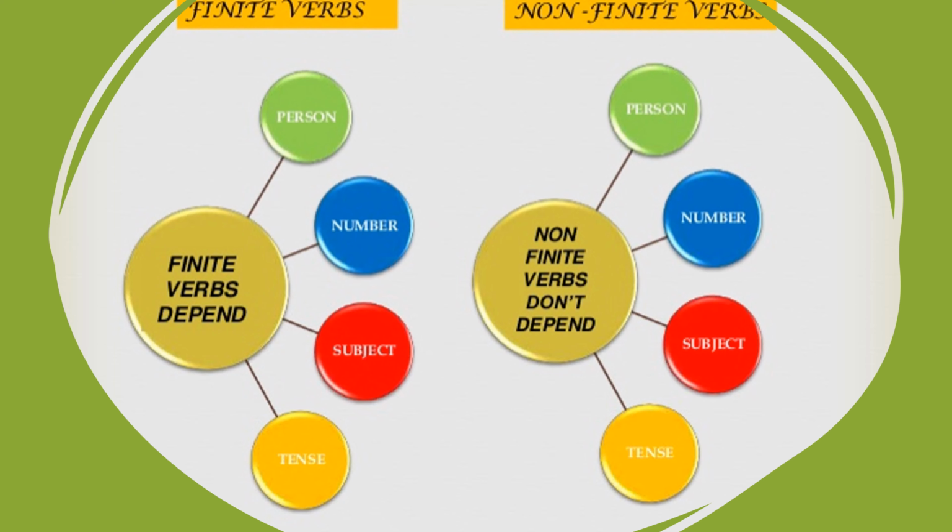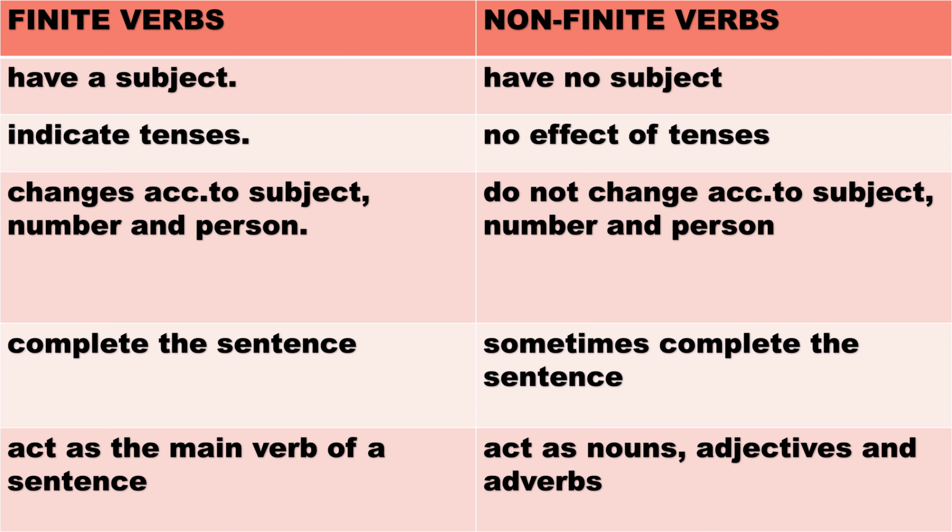So what we learned earlier is that finite verbs depend on person, number, subject and tense, whereas non-finite verbs do not depend on person, number, subject and tense. Now let's discuss further differences. Finite verbs have a subject. They always have a subject, whereas non-finite verbs don't have any subject.